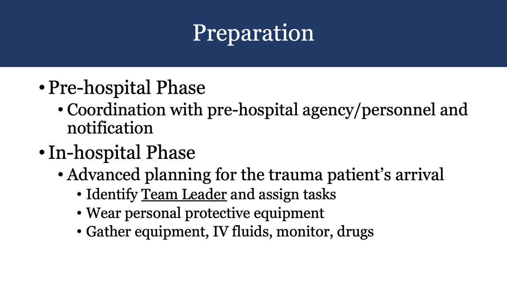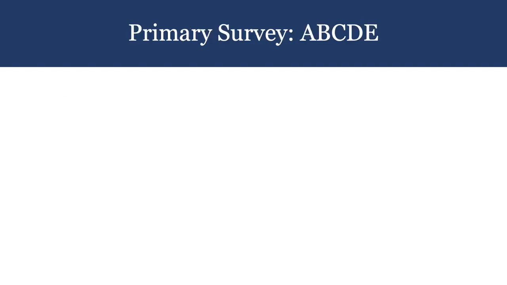In the in-hospital phase, usually there is more advanced planning for the trauma patient's arrival. Teams are constituted ideally, and there is always a team leader identified, and the team leader together with the group members will assign specific tasks to these individuals. Personal protective equipment is worn, equipment is gathered, IV fluids are readied, and monitors and drugs to receive the patient in the hospital. So what happens in the primary survey?